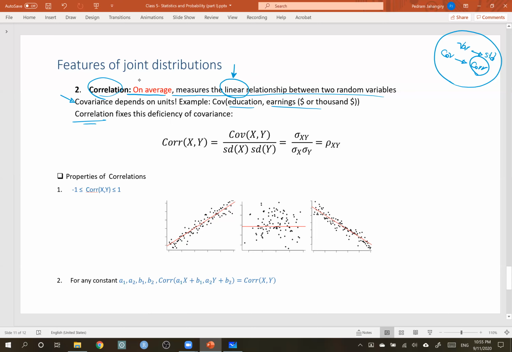There's no unit. It's always between -1 and 1. How do we define it? Correlation is defined, this is a mathematical formula, as the covariance divided by the standard deviations. It's some sort of standardization. So whatever the covariance is, if you divide it by the standard deviation of x and the standard deviation of y, then you get the correlation.